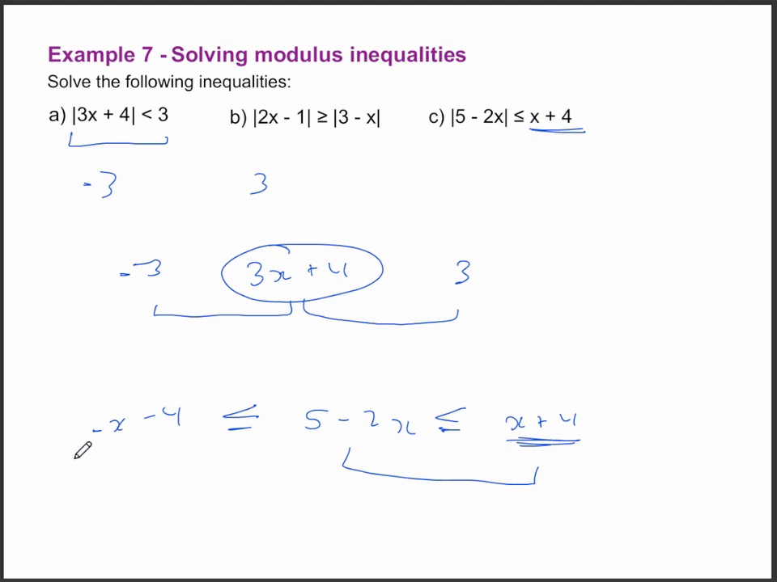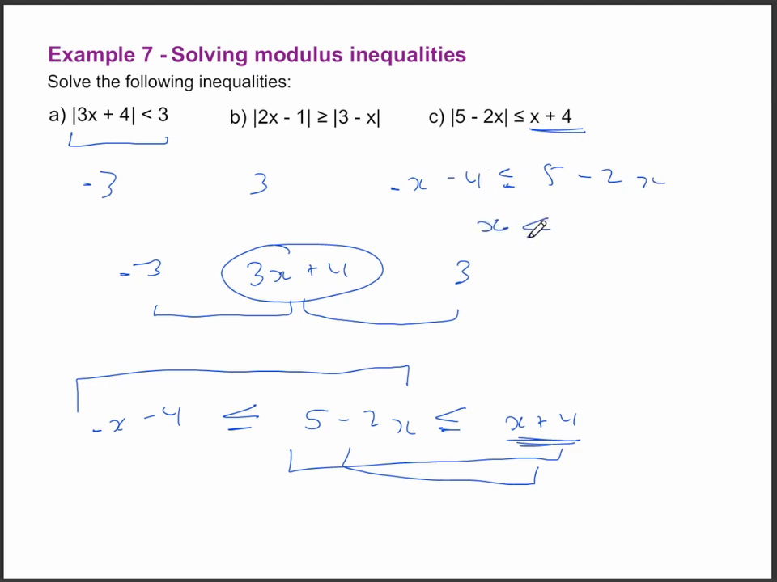So the way we would solve this is to divide this into 2, 1 and 2, and solve these two inequalities separately. So negative x minus 4 less than or equal to 5 minus 2x, and we can solve this. We get that x is lesser or equal to 9, and we can do the second one as well, 5 minus 2x lesser or equal to x plus 4, and we get here that x is greater or equal to 1 over 3. And then we can combine these two to give us our answer.